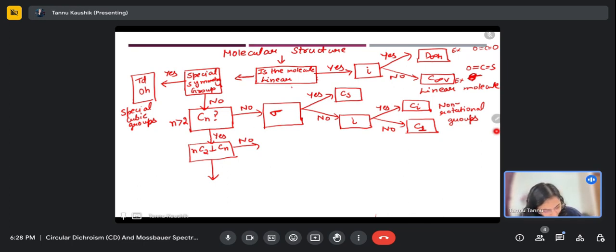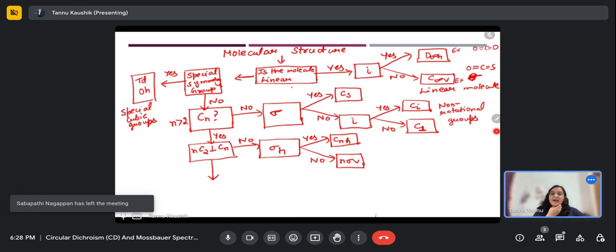So if we don't have nC2 perpendicular to Cn, then we will ask whether we have a horizontal plane perpendicular to this principal Cn axis. If yes, then the molecule will belong to Cnh point group. And if no, the next question we will be asking is whether it has n sigma v planes.